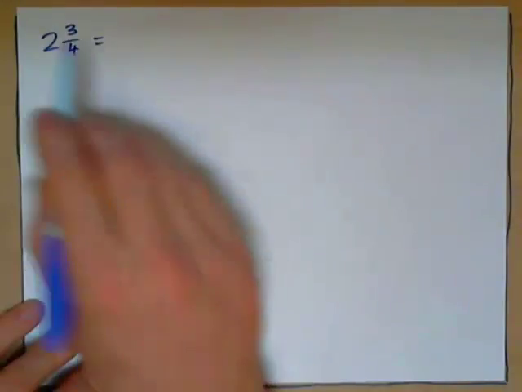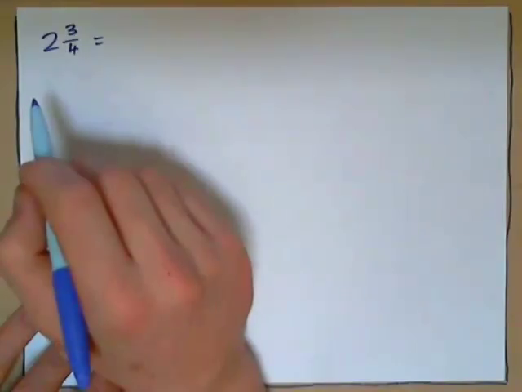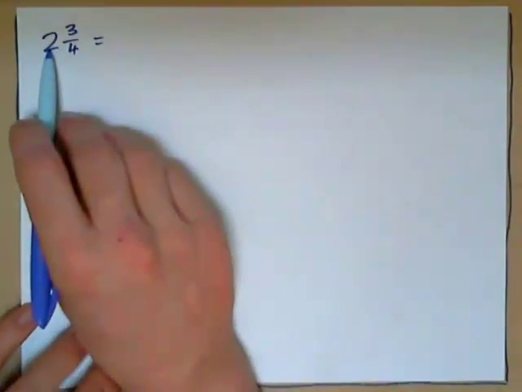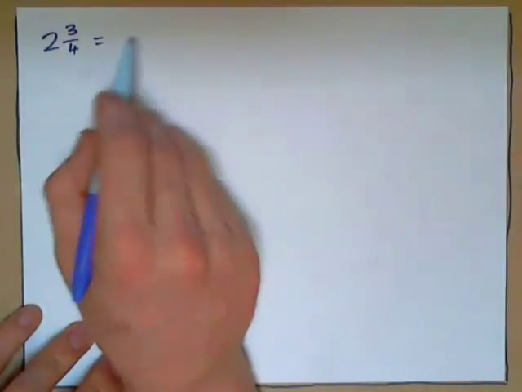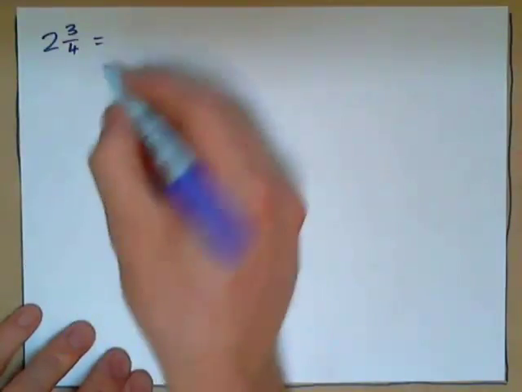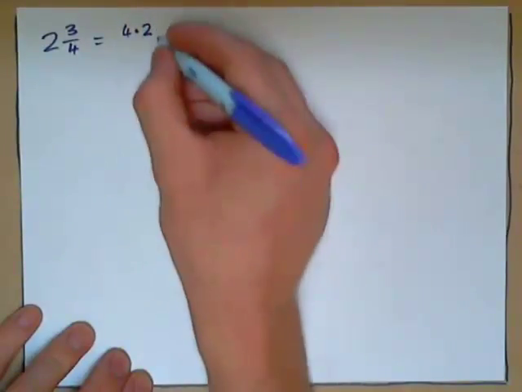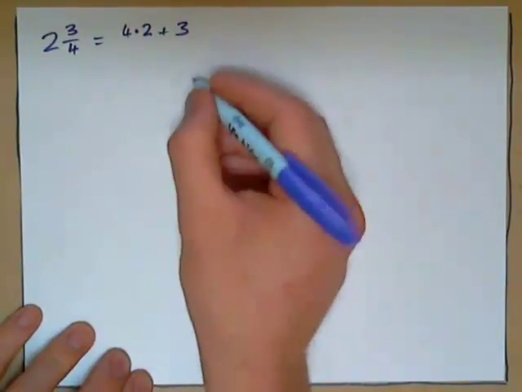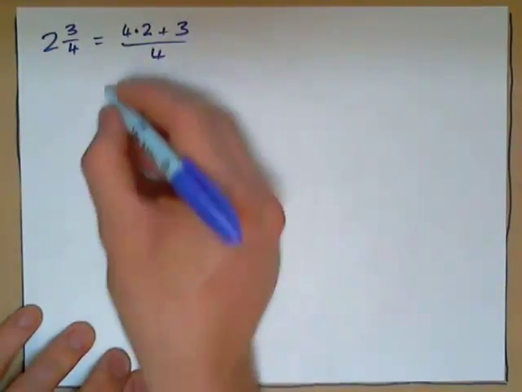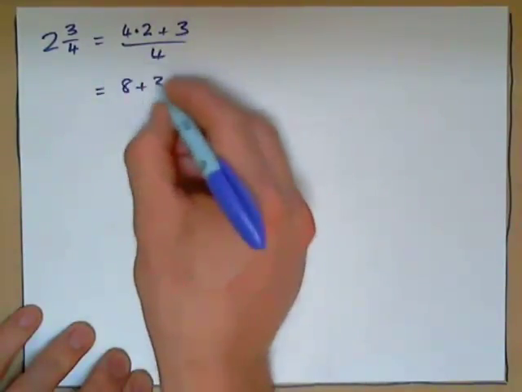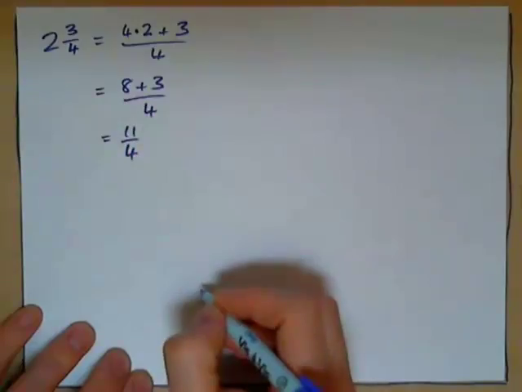So let's think about it. If you had $2 3/4, what do you think? Well, there's 4 quarters in a dollar, so this would be 8 quarters plus 3, that's 11, isn't it? 11 quarters. And here's the procedure. We go 4 times 2, then we add 3 and put it all over the 4. So that gives us 8 plus 3 over 4, 11 over 4, 11 quarters, right?